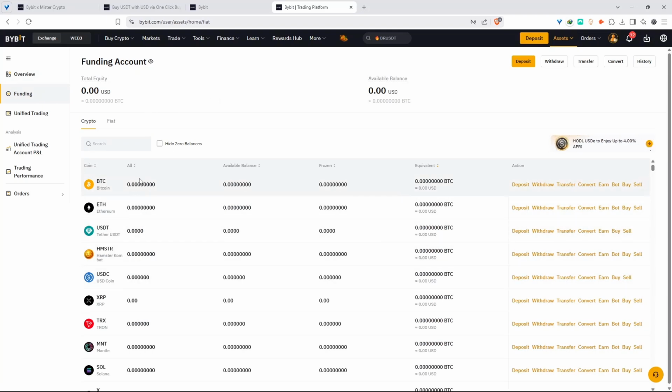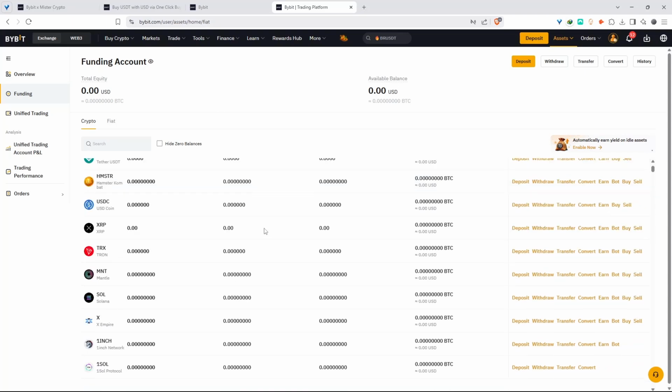You'll also use this account to withdraw funds, send crypto to other users, or participate in things like P2P trading, launchpad events, or Bybit Earn products. Think of it as your holding area for all your assets before you move them into trading or other activities. If you want to send money out or receive funds, it always goes through your funding account first.